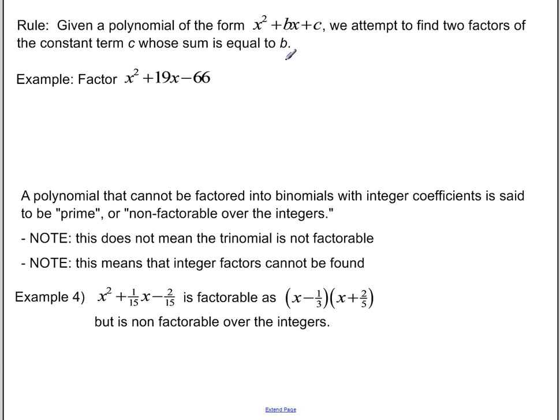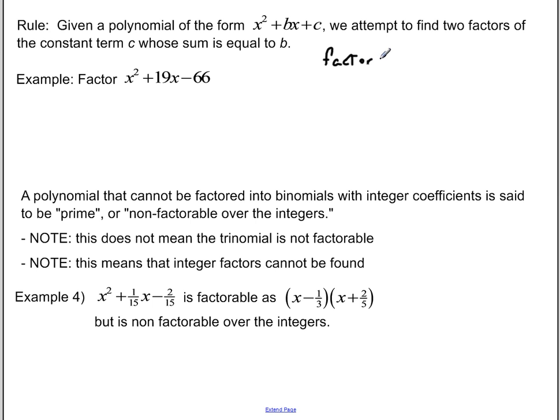Welcome back. Let's continue on. Again, our key here is that if we are given a polynomial of the form x squared plus bx plus c, we attempt to find two factors of the constant term c whose sum is equal to b, even if it looks a bit more complicated. So let's consider this one. We've got x squared plus 19x minus 66. But remember, because we've got that negative coefficient, our factors are going to have to be one positive and one negative. So we need factors of negative 66.